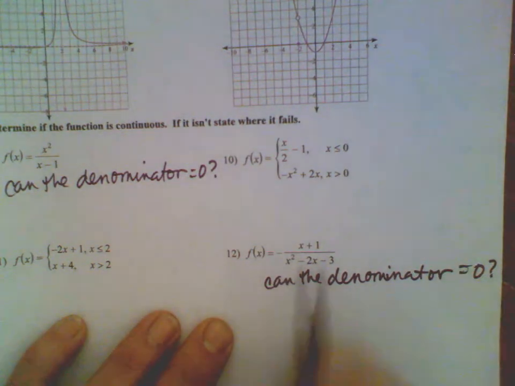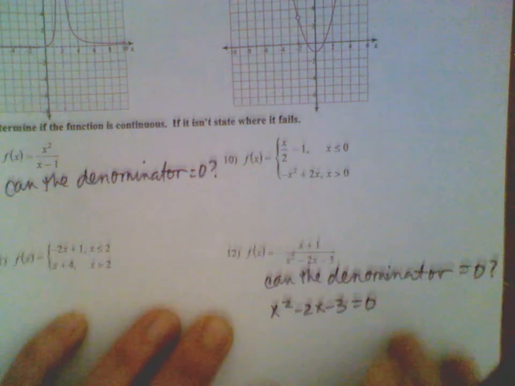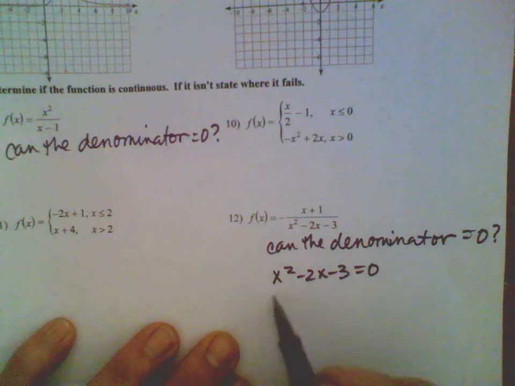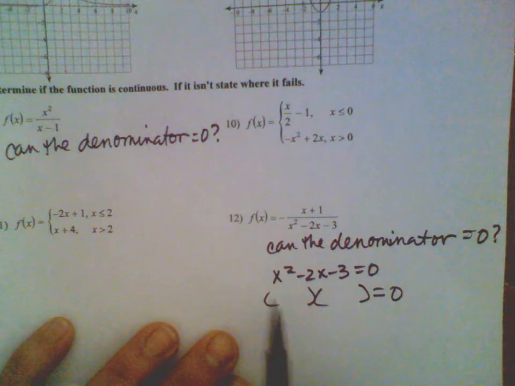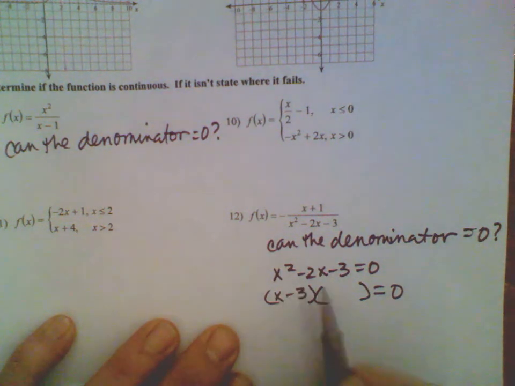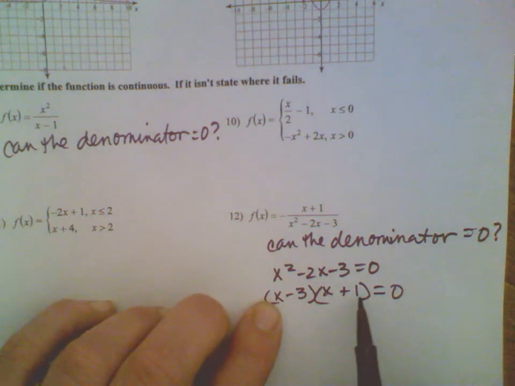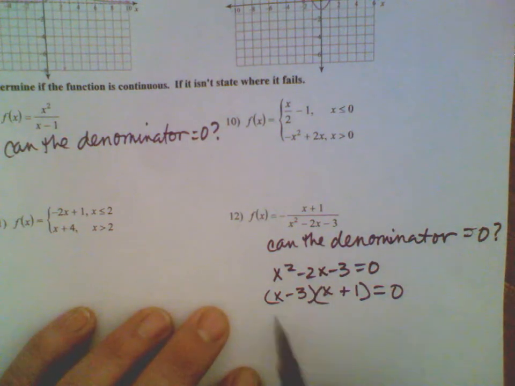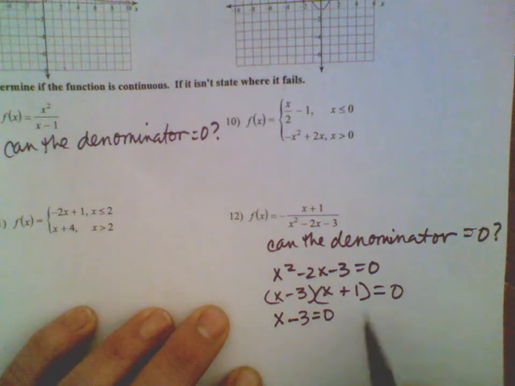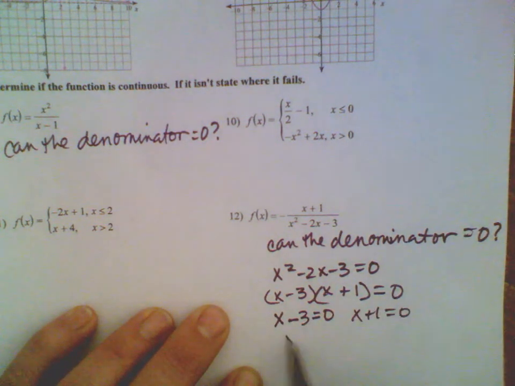And so what I'll do is I'll take that denominator. Can x squared minus 2x minus 3 equal 0? Well, yeah, it can. I have to factor this to get it equal to 0. So when I factor it, I get (x minus 3)(x plus 1). Double check and make sure that's x squared plus 1x minus 3x. That gives me my minus 2x minus 3. So the denominator can equal 0 when x minus 3 equals 0 and when x plus 1 equals 0. And so it's at x equals 3 and at x equals -1.